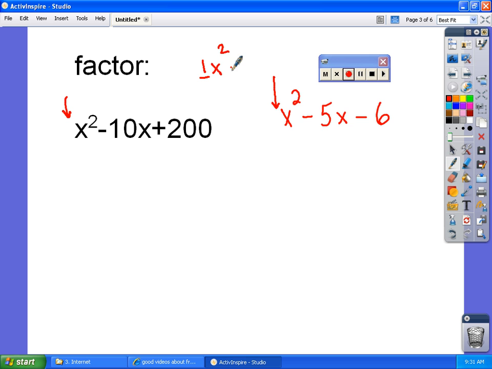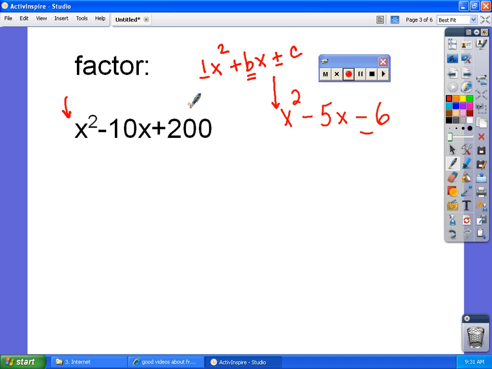And then there's plus or minus some number in front of an x. Well, here you have a -5, here you have a negative 10. So far so good. And the last number could be plus or minus a c, which is just a random number with no variable. Well, negative 6 and plus 200. So these are in the form that we're talking about.